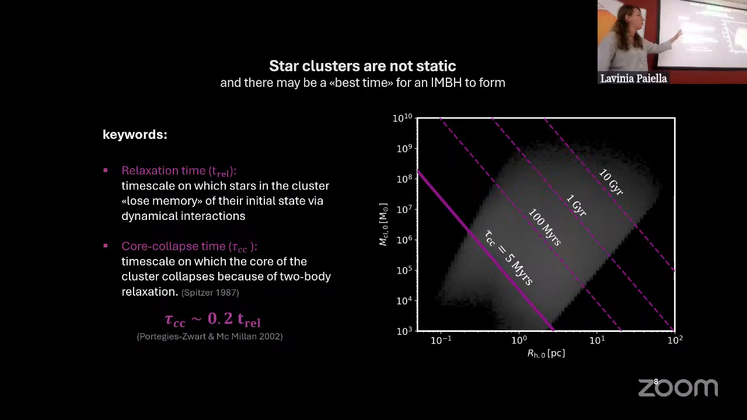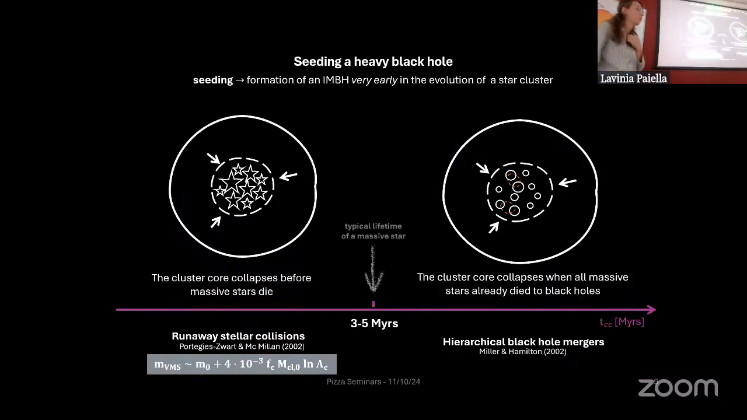And indeed, as you can see from the plot, here I drew different lines of equal core collapse time, and you see that the time is decreasing in this direction up to some point where it reaches 5 million years. So for clusters which have a core collapse time that is super short, because a few million years is again like the lifetime of a massive star in the cluster, weird things can happen. Specifically, you can go through runaway stellar collisions within the core.